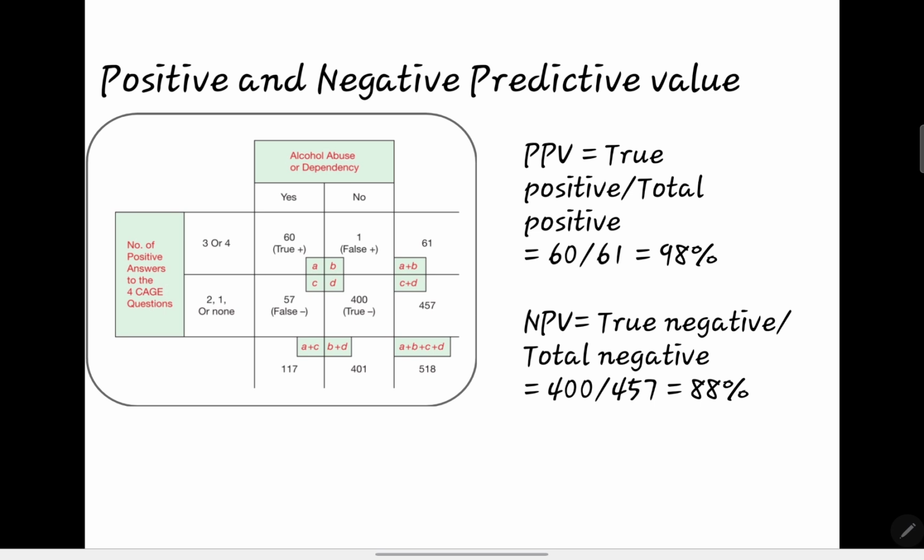So moving on to the next topic, that is positive and negative predictive value. We had seen that sensitivity and specificity were seen in a column view, that is in the disease part, whereas predictive values show the test parameters, so that is in the row part. So we can see positive predictive value is given by true positive divided by total positive, so that is 60 by 61, so 98%, and negative predictive value is given by true negative divided by total negative, so that is 400 divided by 457, which gives 88%.